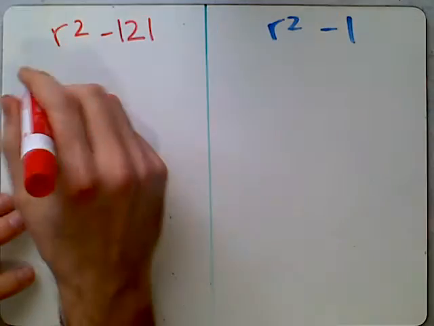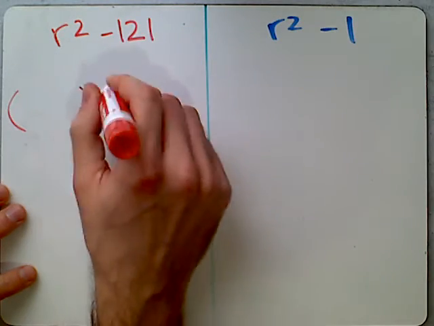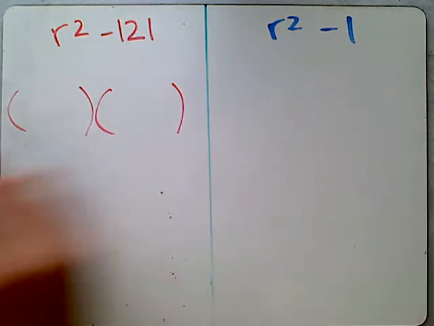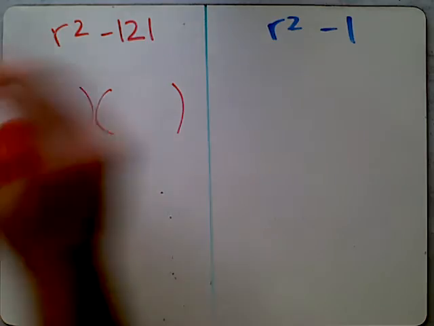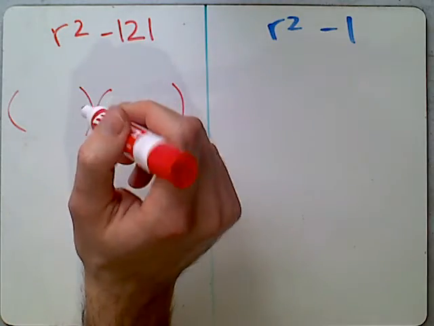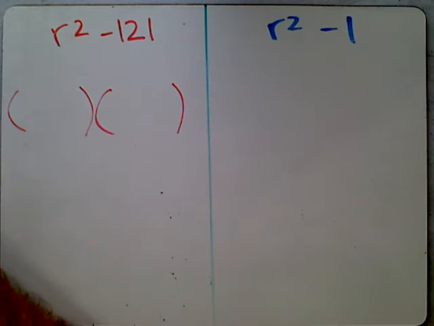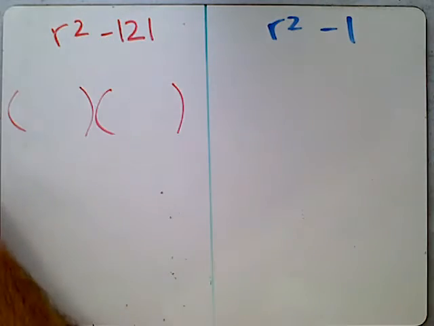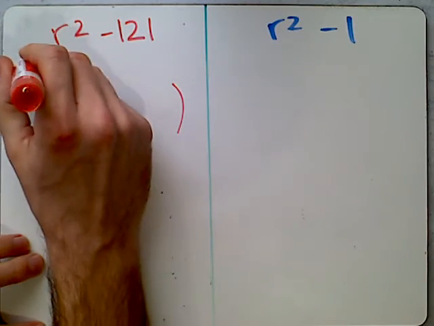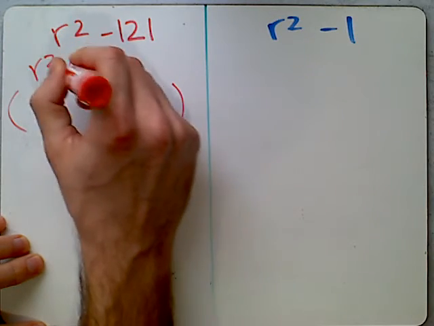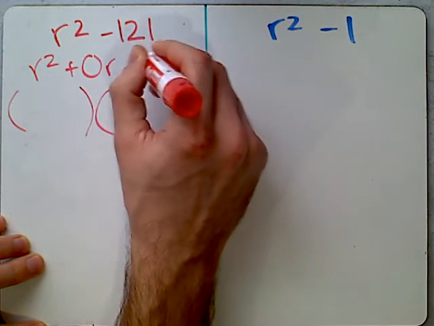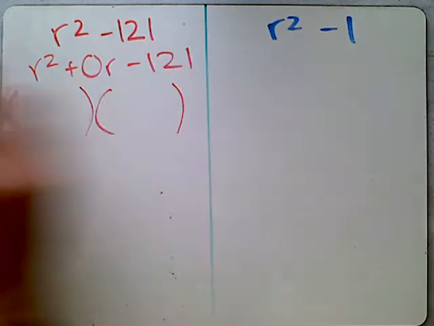So when setting this up, you want to start by setting up your parentheses, and then you want to identify your terms. So we have an A value of 1, we've got a C value of negative 121, but it may be unclear as to what your B value is here. I would encourage everyone doing these questions that's missing a B value to go ahead and put in 0 as the B value. So I'm going to rewrite this problem like that.